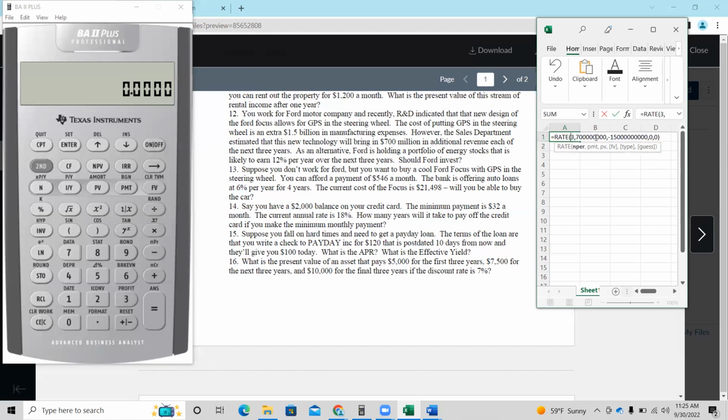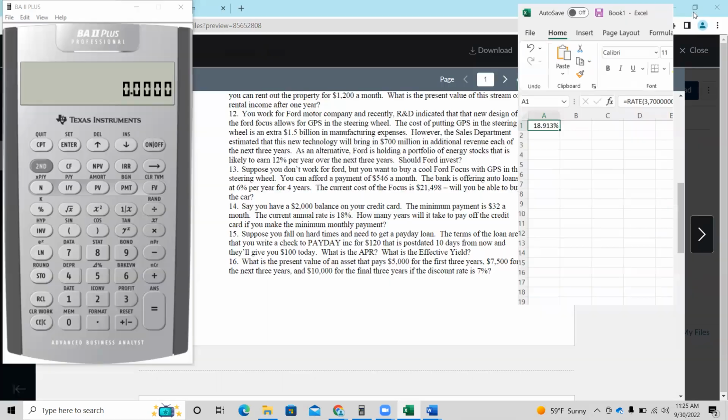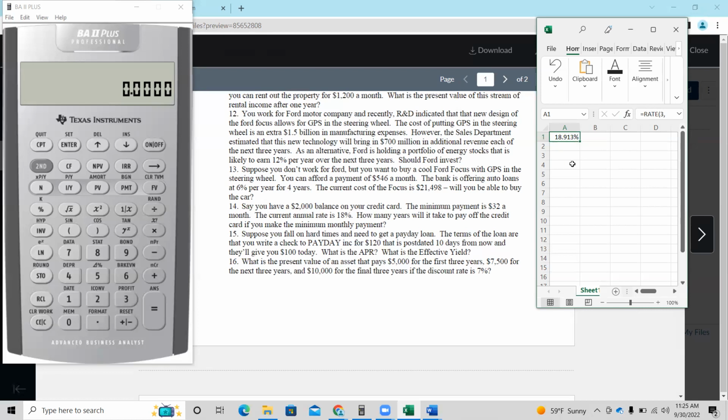And I'm going to double check my math to make sure that I didn't input too many zeros. So let's see here. This is probably a good exercise. And it looks like it's 19%. In fact, let me add some decimal places here to make sure it looks all right. So it looks like the rate of return is going to be 18.91%. That means the rate of return by investing in this new technology is going to be greater than the 12% return I can receive on this portfolio of energy stocks.